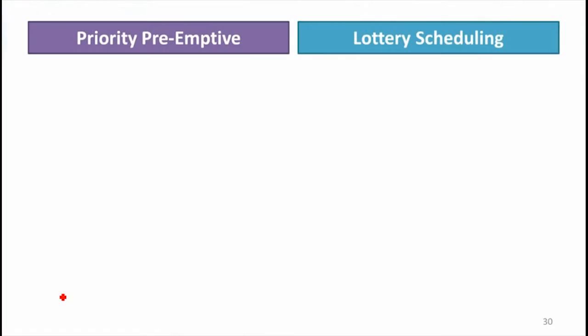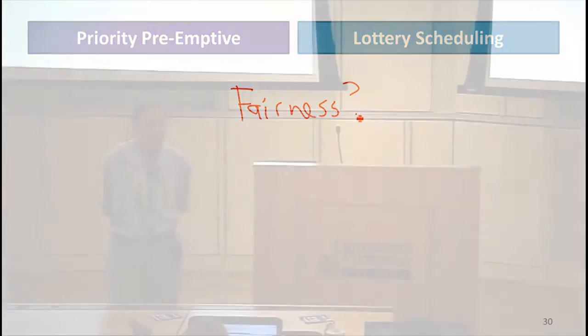How does it do as far as fairness? Is this more or less fair than priority preemptive? So one of the things we said we didn't like about priority preemptive is if there are enough high priority processes to keep the CPU busy all the time, the low priority processes never get to run at all. Does the lottery scheduling have that property?